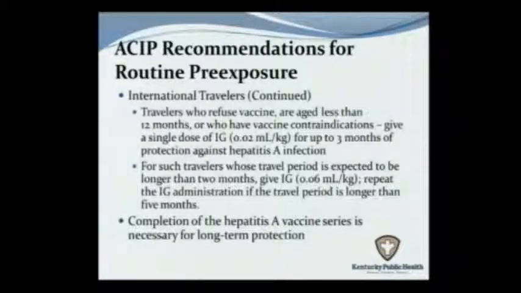And for international travelers who refuse the vaccine, give them a single dose of IG if they're going to be there for up to 3 months. But if their travel is expected to be longer than 3 months, give them 0.06, the higher dose of IG, and that will have to be repeated if they're going to be there for longer than 5 months. So, educate them, if they're not going to be back to see you, to see if they can get that second dose of IG if they're going to be there beyond 5 months. And then, of course, completion of the HAV vaccine series is necessary for long-term protection.